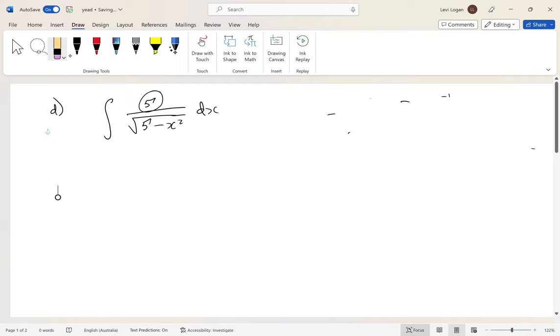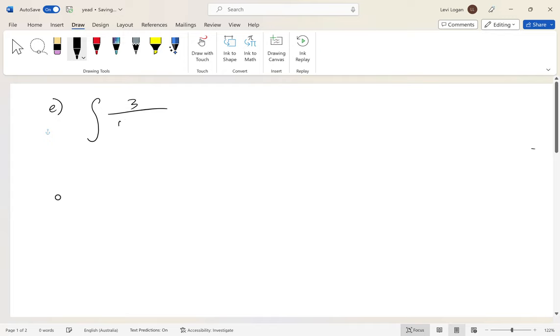A lot of these inverse trig integrals pop up in partial fractions. So we've done up to D. Have a go at E. Feel free to try this integral for yourself.